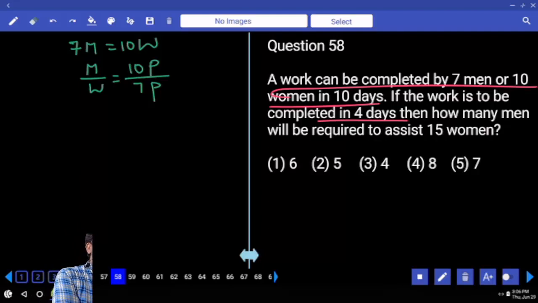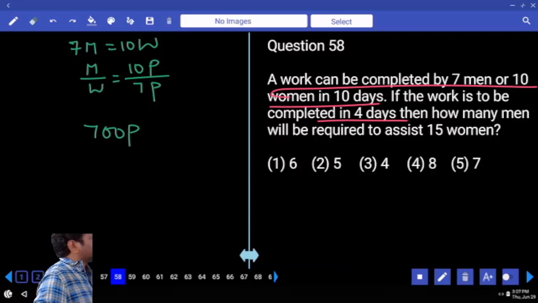If the work is to be completed in 4 days, how many men will be required to assist 15 women? First of all, we need to identify the total work, either with respect to men or with respect to women. Take men. Initially, how many men are required? 7 men, and they can complete the work in 10 days. One man will do 10 parts, so 7 men will do 70 parts per day. In 10 days they will do 700 parts, which is the total work.